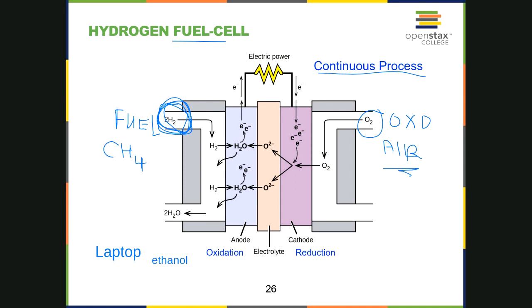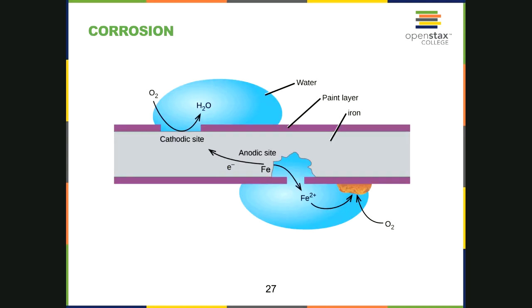Okay, so we're going to finish up here with talking about corrosion. Corrosion, you know, it's important. Not very interesting, really, but it's important because there's a lot of damage to property that occurs when you have corrosion. So it's important financially.